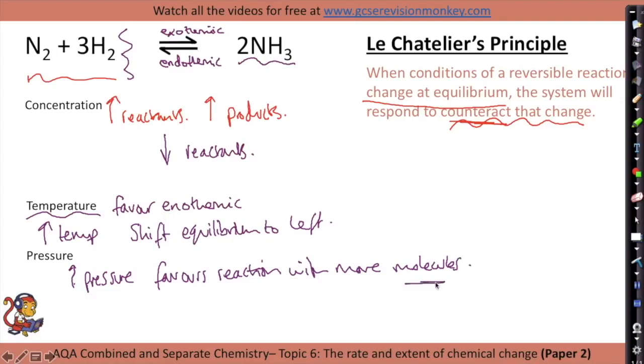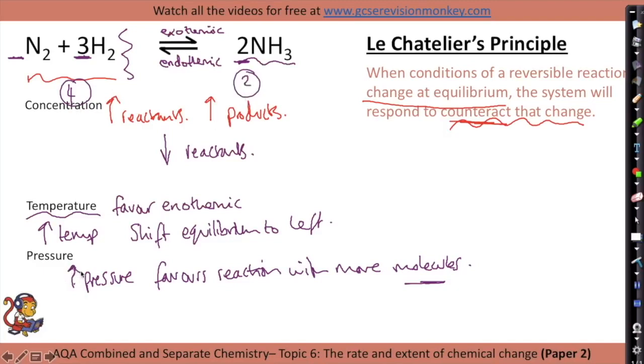Or more moles, you might see it in the exam. So in this reaction, we've got 1 mole of nitrogen reacting with 3 moles of hydrogen to produce 2 moles of ammonia. So on this side of the reaction, we've got 4 moles reacting together, and on this side of the reaction, we've got 2.